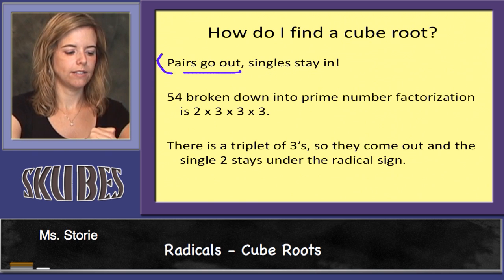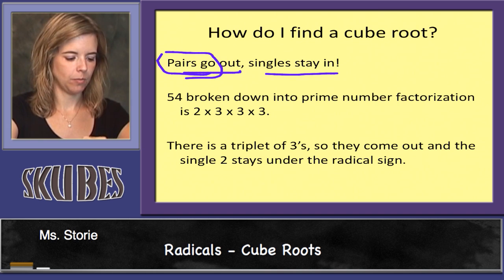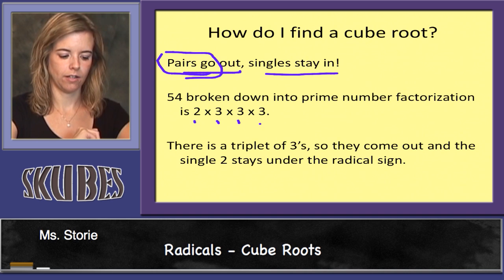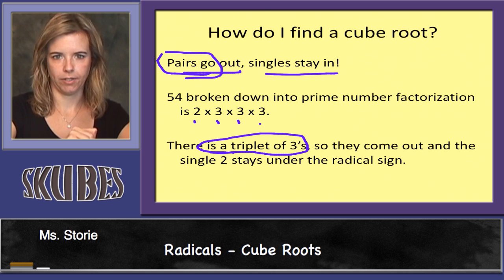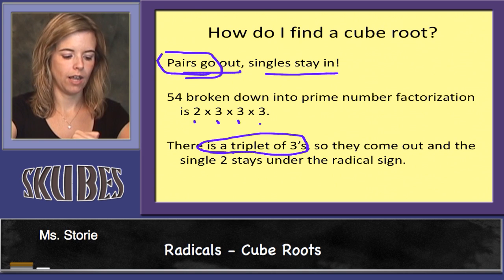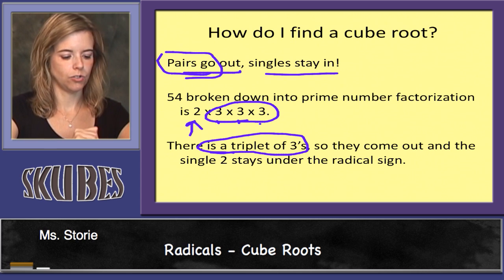Pairs go out. In this case, it's triples. Groups of 3's go out, and singles stay in. So when we broke down 54 into prime numbers, we ended up with 2 times 3 times 3 times 3. Since this is looking for cube roots, we're looking for triplets, groups of 3 that can come out, and any singles have to stay underneath. So it turns out that we've got one group of 3's and a single 2.